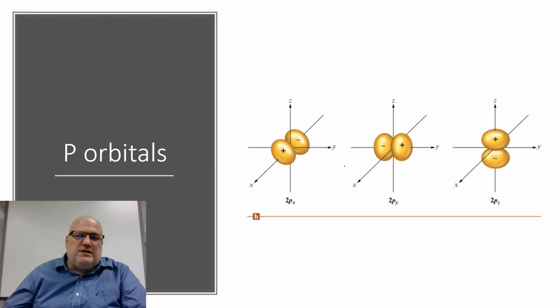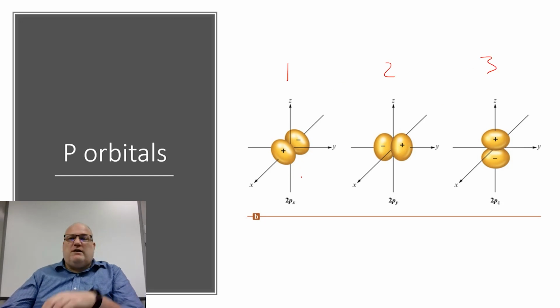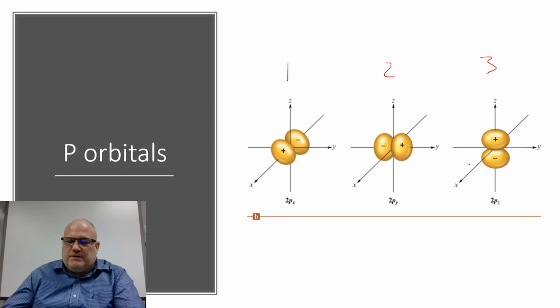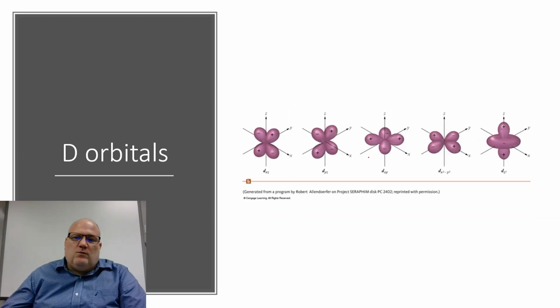P orbitals are a little more complex, and they always come in sets of 3. Now I can number these for you, but you can probably count them out yourself. There are 3 different p orbitals. So whenever we're talking about p orbitals, we need to refer to which one of these 3 orbitals you are in.